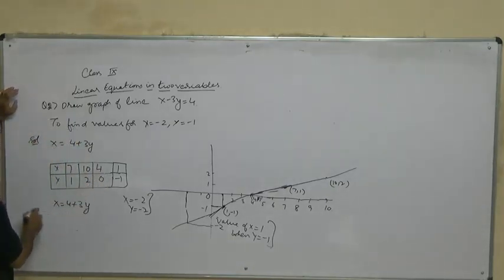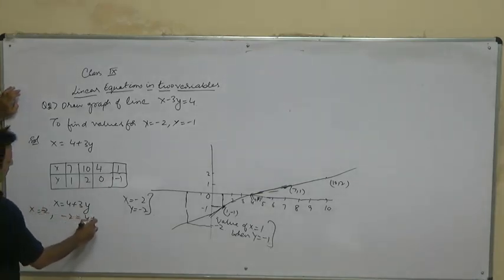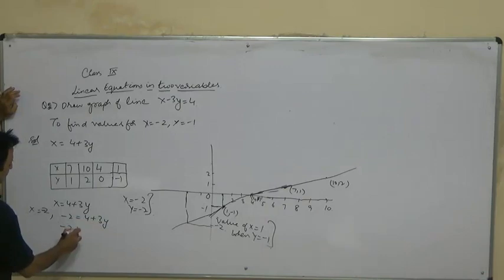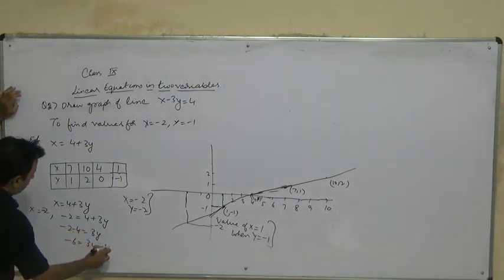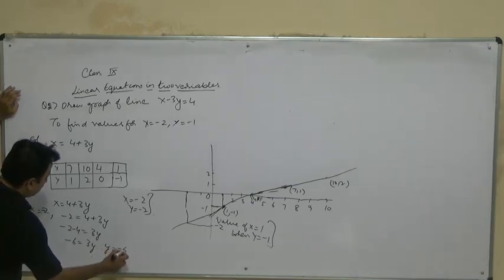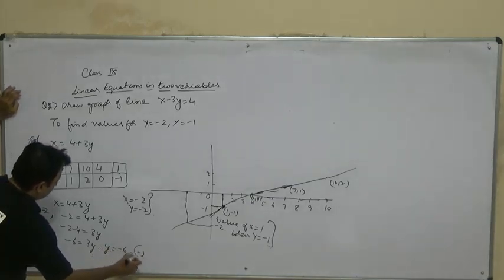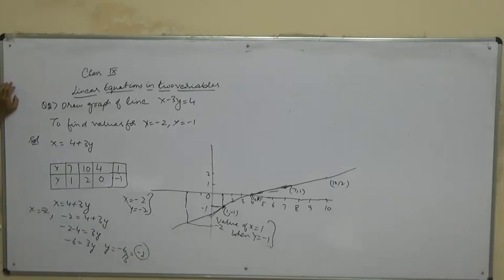First we check for x is equal to minus 2. So minus 2 is equal to 4 plus 3y. Minus 2 minus 4 is equal to 3y, minus 6 is equal to 3y, y is equal to minus 6 upon 3, which is minus 2. So the value of y is minus 2.